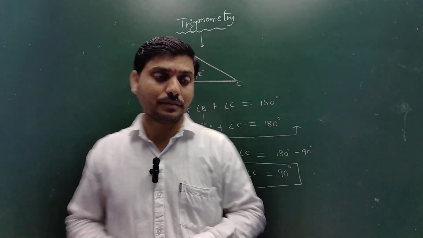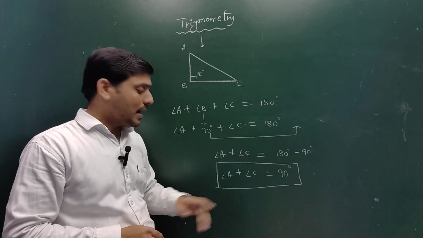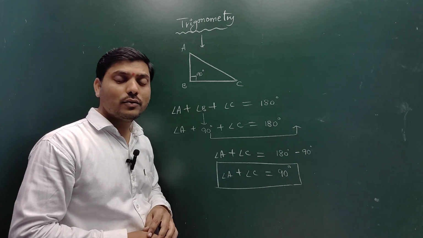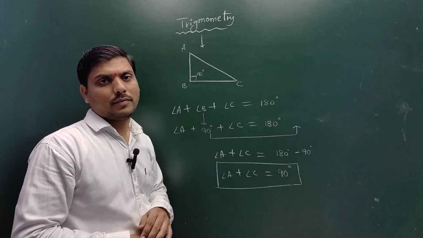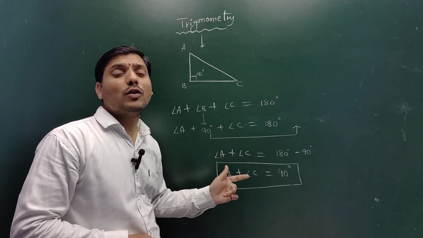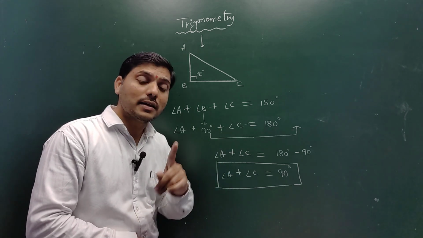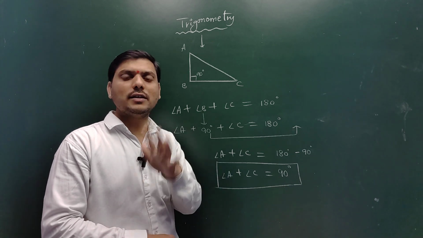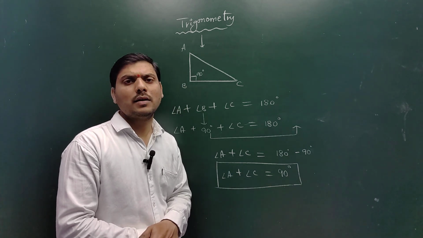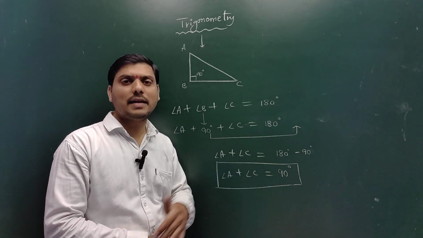Now in this triangle, angle A plus angle C is equal to 90 degrees. What do you say about angle A? What do you say about angle C? These two angles sum to 90, but separately, what is angle A? Angle A is always less than 90 and more than 0. Angle C is the same concept. Angle C is also more than 0 and less than 90.